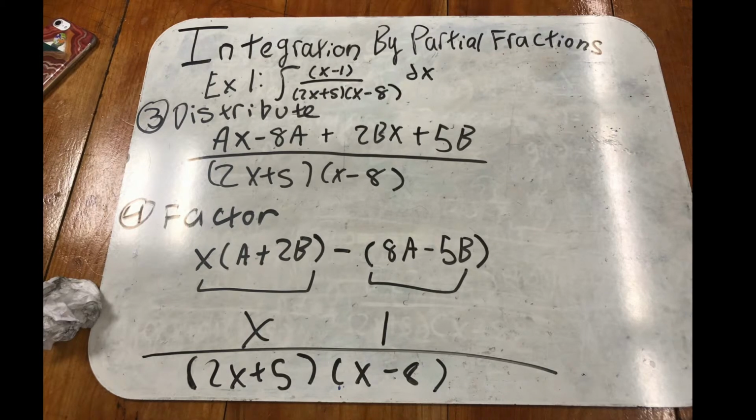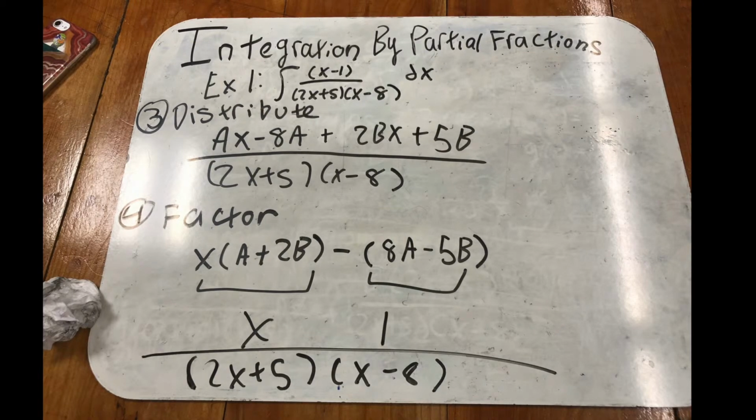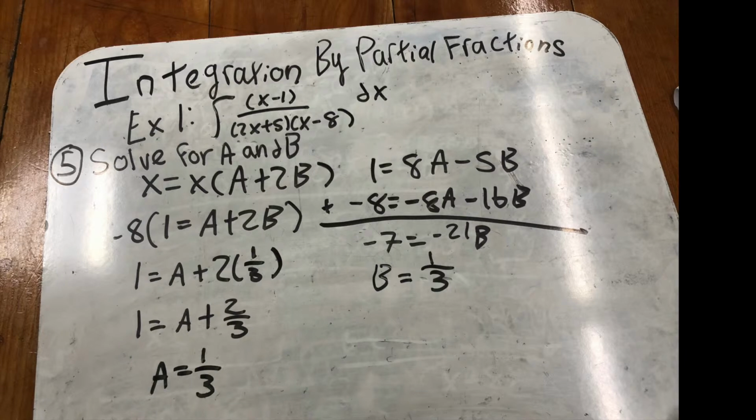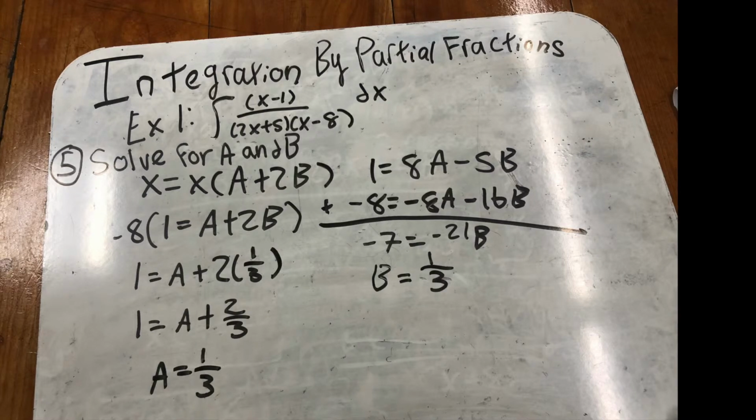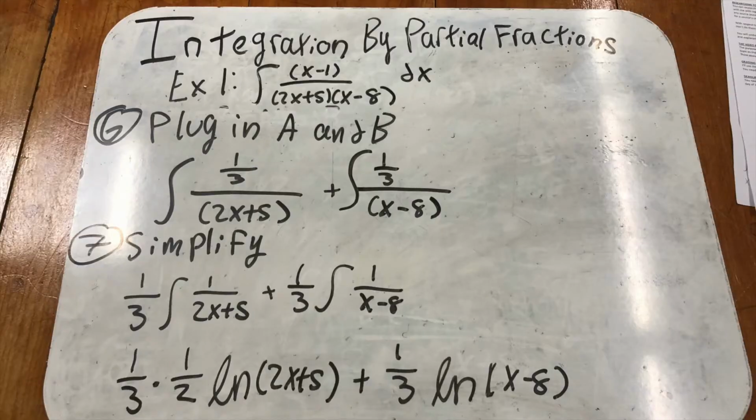And so you can set your first part equal to x and your second part equal to 1 over the original denominator. Now that you have set the first part equal to x and the second part equal to 1, you can use a system of equations to solve for a and b. So when you solve, you get a equals 1/3 and b also equals 1/3.